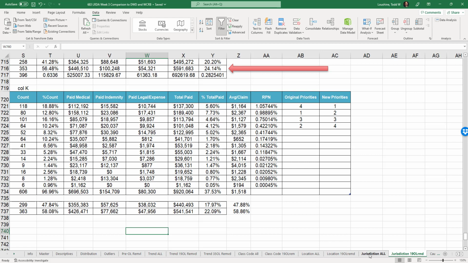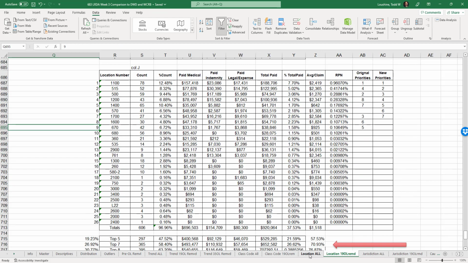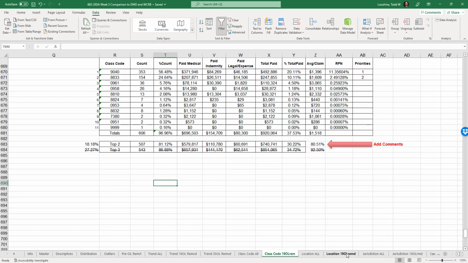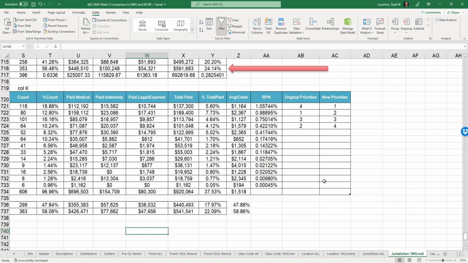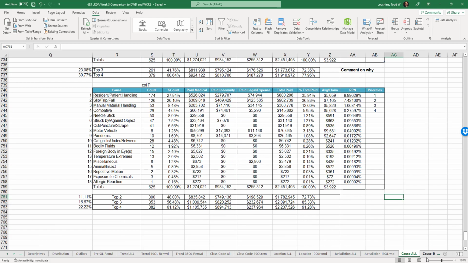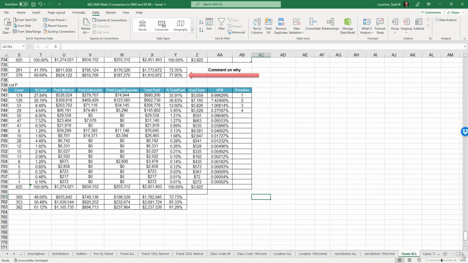So I'll probably skip the location one and I'll do a class code analysis and a jurisdiction. I'll do them both and then I'll let you know which one we're going to go with. Okay. I mean, if this was just yours, you do all three and then tell me, but I'm not going to make you do that. I'll do it. If you want to do it, you can.